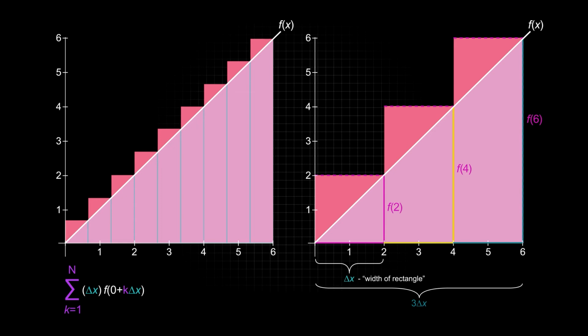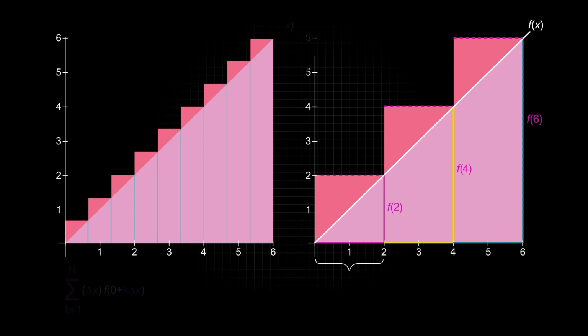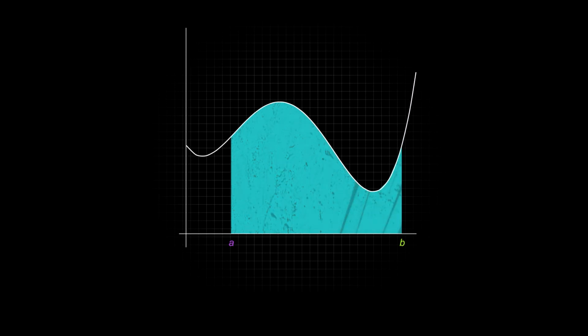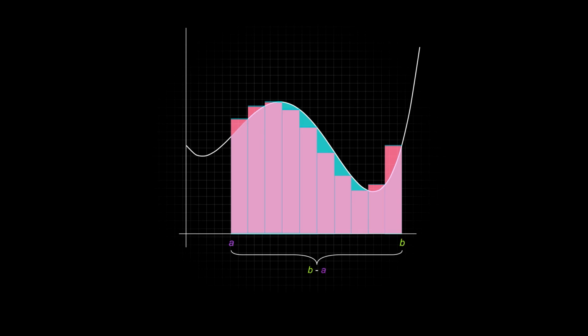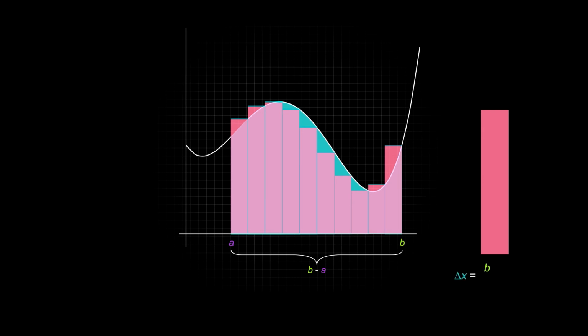Okay, so what about that delta x bit? Well, remember that delta x represents the width of a given rectangle. So we need to know, if we have n rectangles on some interval, like a to b, how wide is each rectangle? It's going to be the total width divided by how many pieces you're cutting it up into. So in particular, our delta x is really (b minus a) over n.